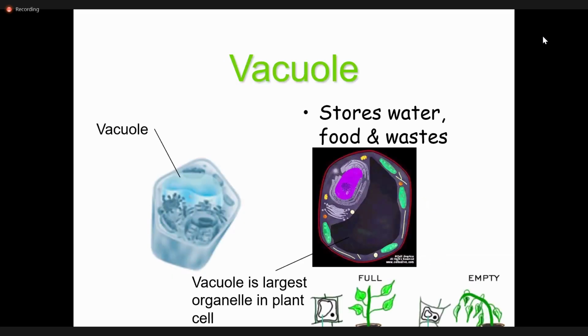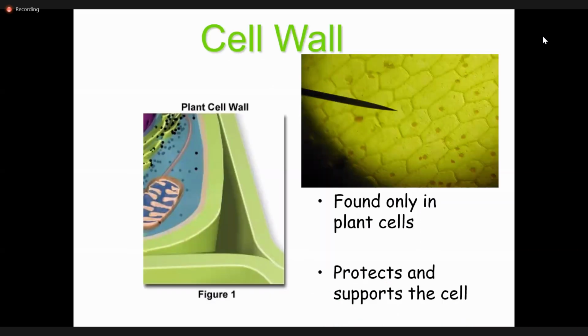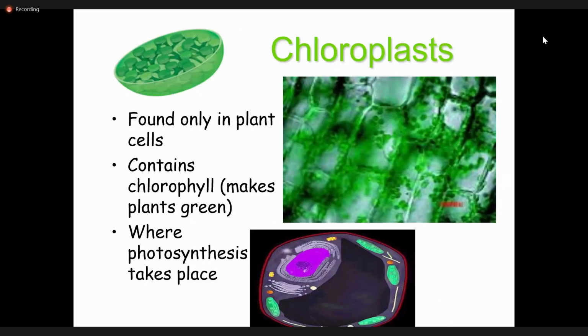Next is the vacuole. The vacuole is the biggest space in the plant cell. You find the vacuole filled with the largest amount of water and food stuff in a plant cell. If the vacuole is empty, the plant deteriorates. Next is the cell wall, which supports and protects the cell, and the green patch is chlorophyll. Photosynthesis takes place there. It is found only in plant cells containing chlorophyll, which makes plants green.